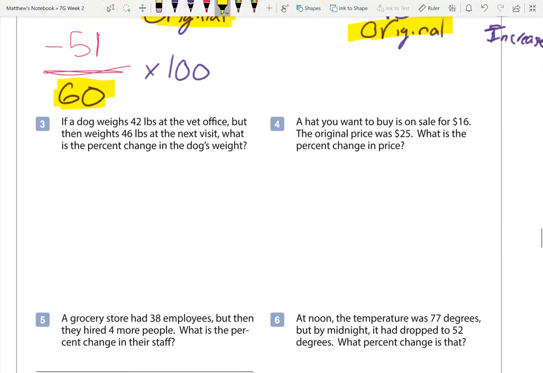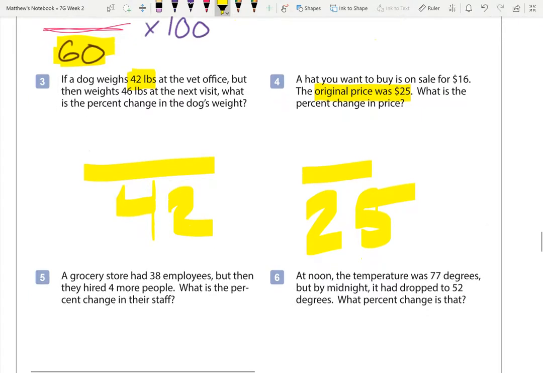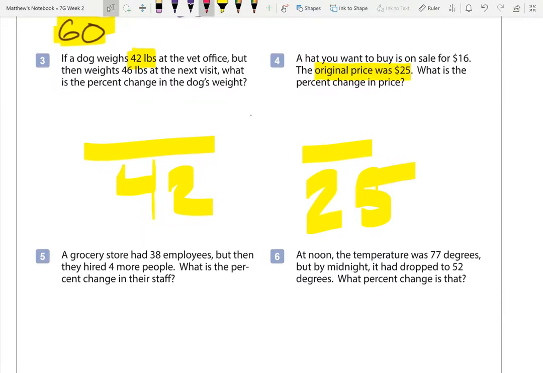All right. So again, what helps me out here is highlighting the original. So if a dog weighs 82 pounds at the vet's office, but then weighs 46 the next time, I'm going to highlight 42 and understand that 42 goes on the bottom of my fraction. If a hat you want to buy is on sale for 16, but the original price was 25. Again, 25 is my original, so it's going to need to go on the bottom here. All right, you always want to have your original on the bottom, and then your difference between the two numbers on top. So what's the difference between 42 and 46? What's the difference between 25 and 16?